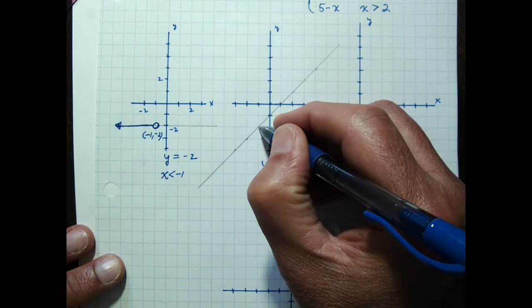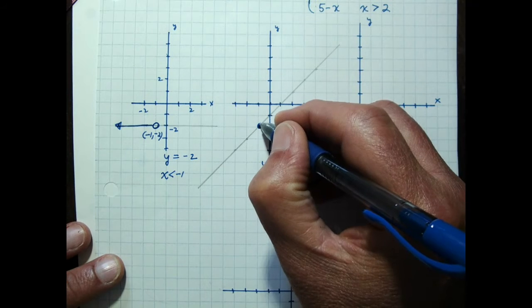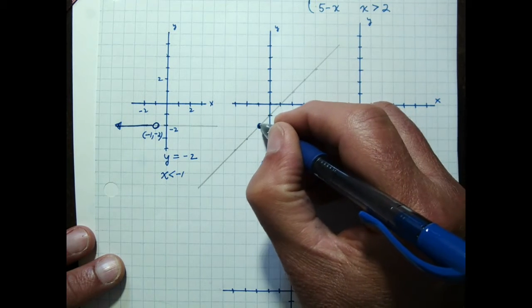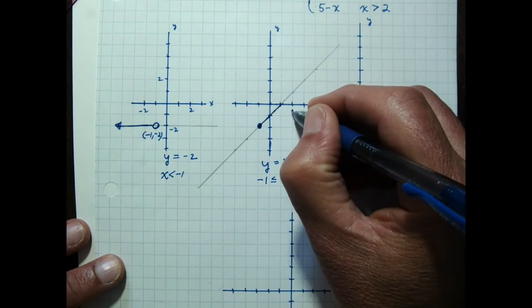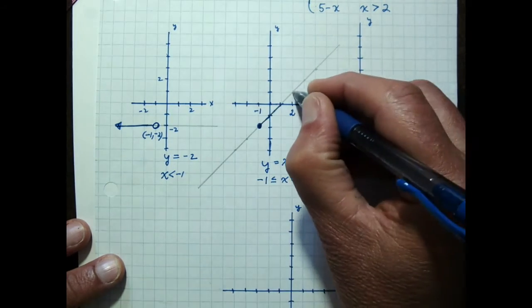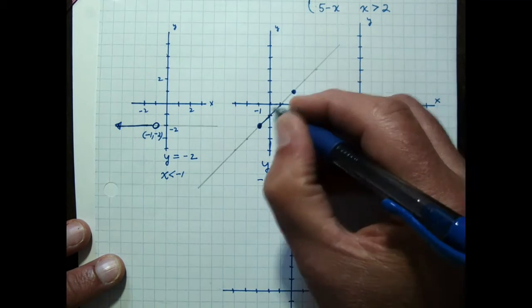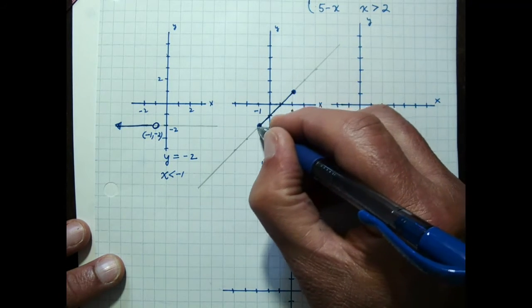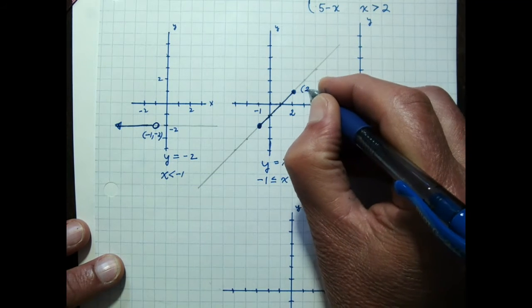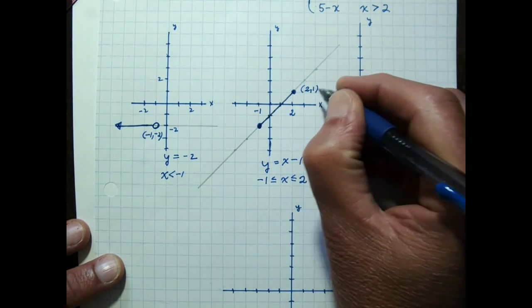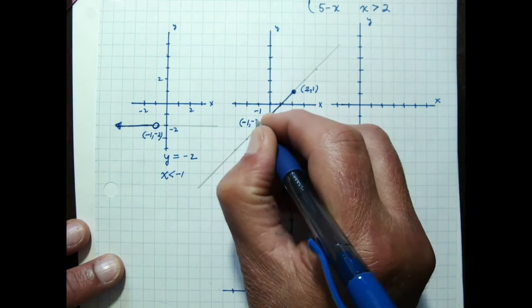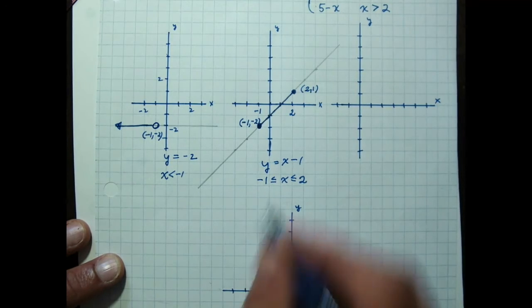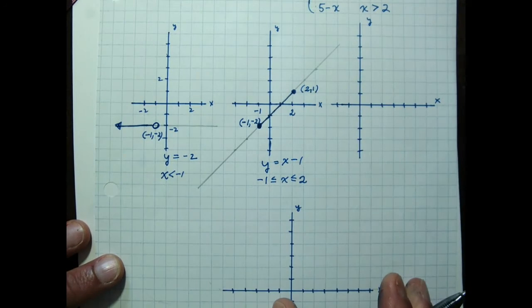So when x is equal to -1, we have this point right here, and then we're going to go to the right until x is equal to 2. So we get this point right here. That's the point with coordinates 2, 1. And this is the point -1, -2. So we have this stretch of that straight line that we're going to use in our final graph.